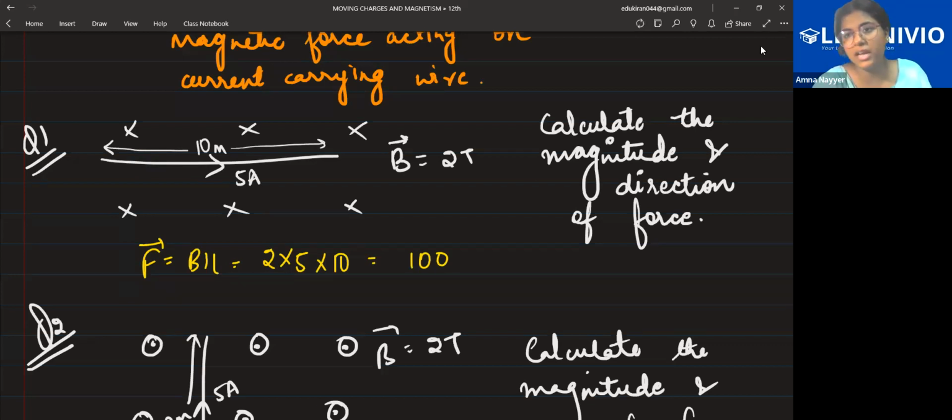All of you, please try the direction. Take your right hand. Take your fingers along the direction of current. Curl your fingers towards the magnetic field. See where the thumb is pointing: up, down, left, right, inwards, outwards. And tell me in the chat column. It's very easy. By now, you all should know the directions.